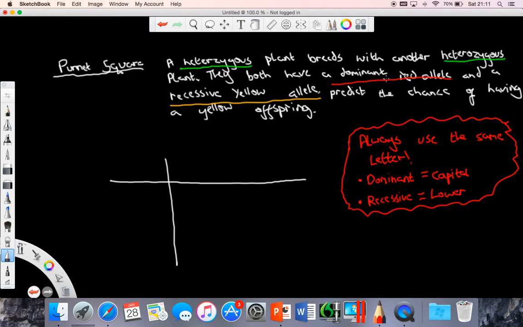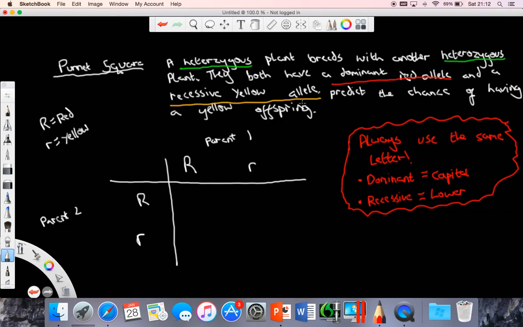So, they're heterozygous for petal colour. I'm going to use the letter R. So, capital R is my red allele, and lowercase r is my yellow allele. I'm going to do a key so that the examiner can see that I know what I'm on about. Like so. So that's parent number one. And down here we'll have parent number two, and they are also heterozygous. So we're looking for the chance of having a yellow offspring.